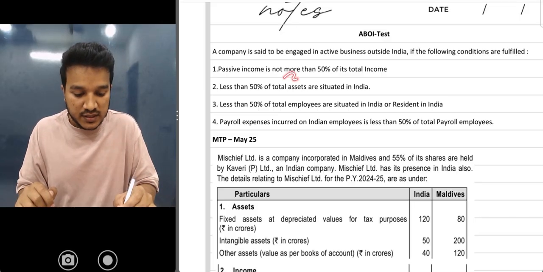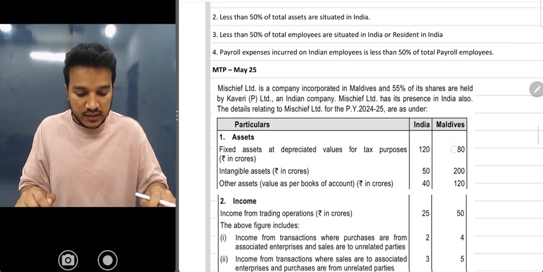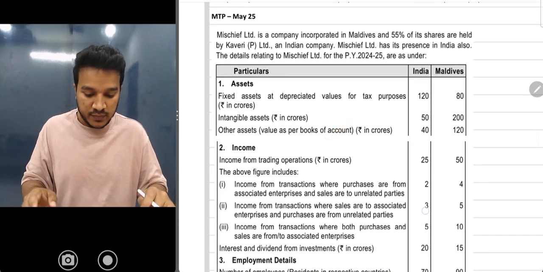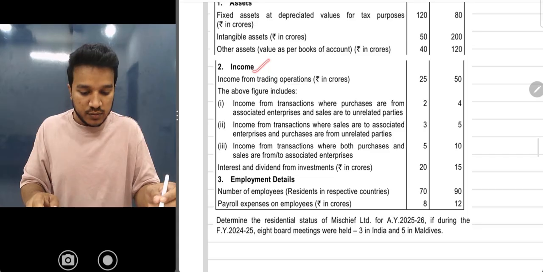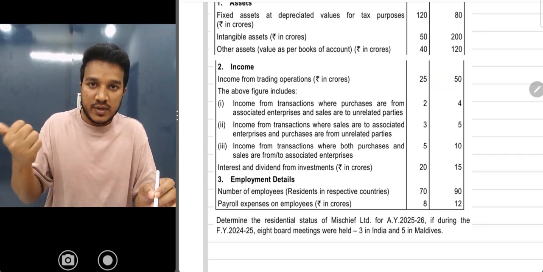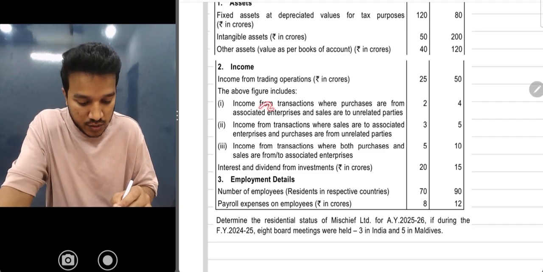Okay, so that passive income should not be more than 50% of the total income. Now let's see this question. The assets part is easy. But if you see the income part, from trading business you're getting 50 and 25. That is your primary business.